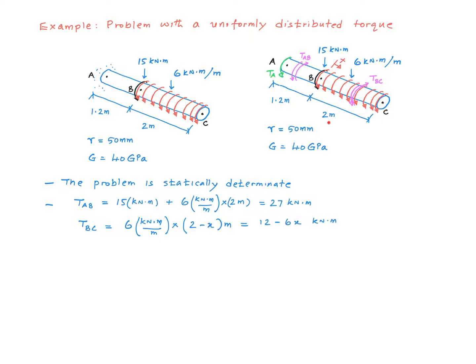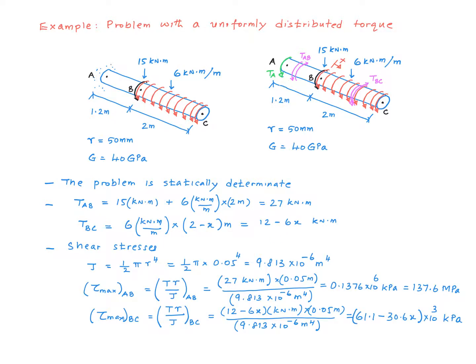So that will be the distributed load multiplied by this distance, right? This distance is 2 minus x. So that's what I have over here. So you get 12 minus 6x kilonewton meter for TBC. Now we see that torque within BC is a function of x.